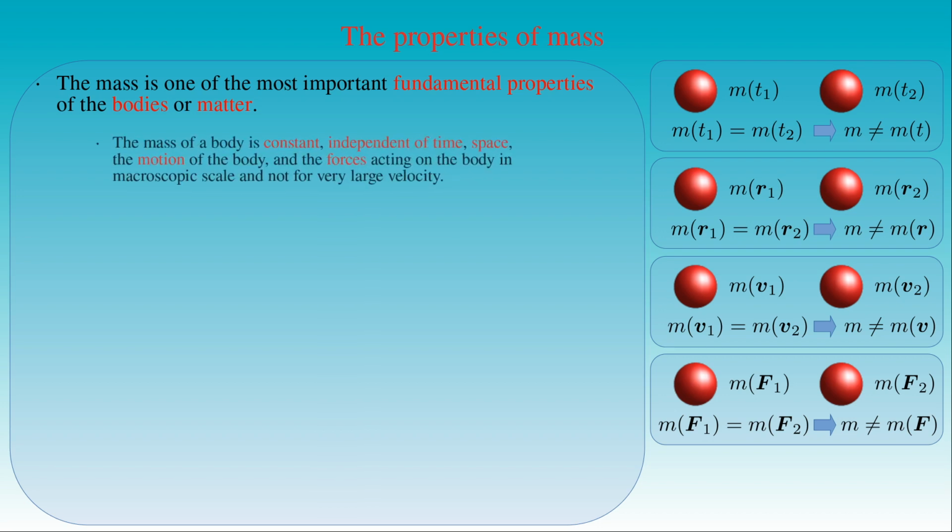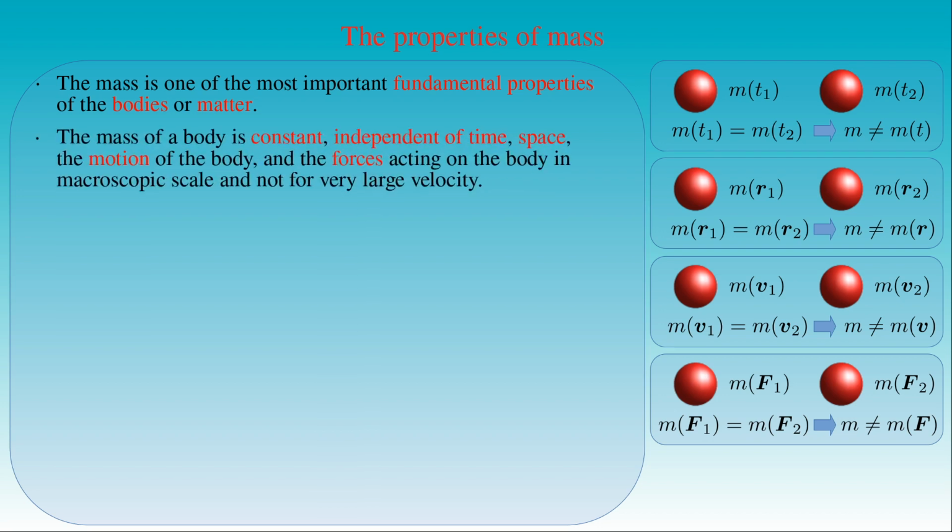The mass of a body is constant, independent of time, space, the motion of the body, and the forces acting on the body, on macroscopic scale and not for very large velocity. These properties of mass seem to be evident. However, the restriction that these statements are valid only on macroscopic scale and not for very large velocity indicates the opposite. In classical mechanics we still accept the validity of these statements, and use them as a satisfying description of the properties of mass.